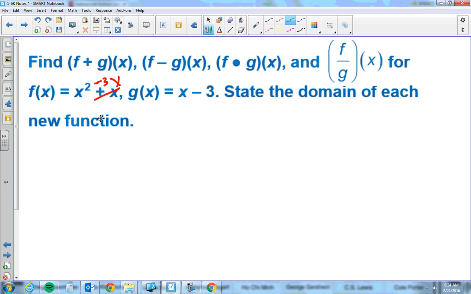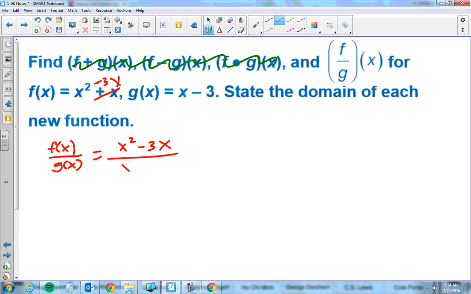I want you to change the next example. We're just going to do the quotient part. Okay? Change f to be x squared minus 3x. We're supposed to find f over g of x. So we'll do f of x over g of x. So x squared minus 3x over x minus 3, which you probably already are realizing you can factor that numerator. And so, that cancels, so the answer is x.